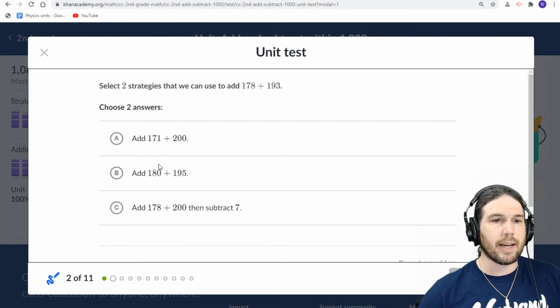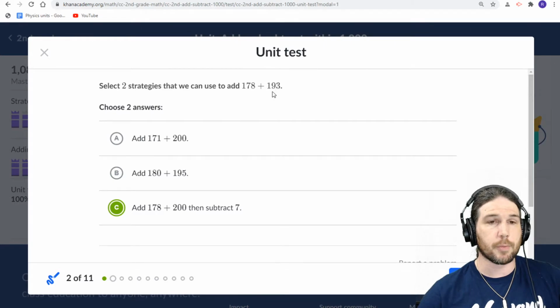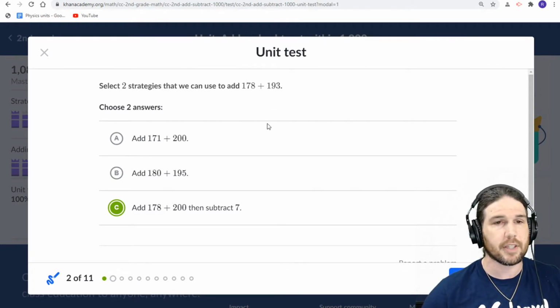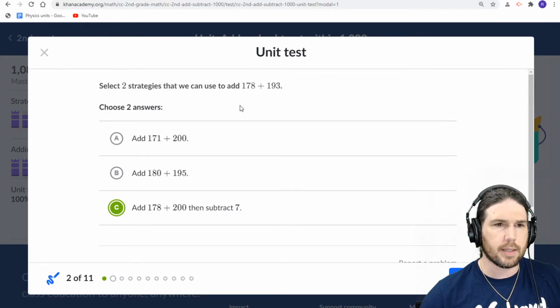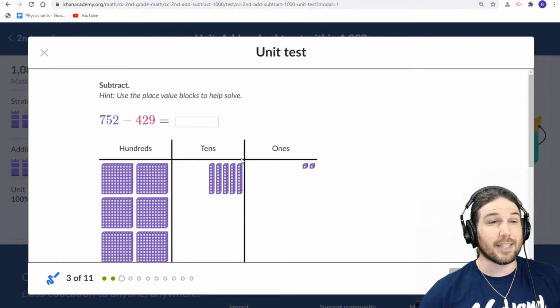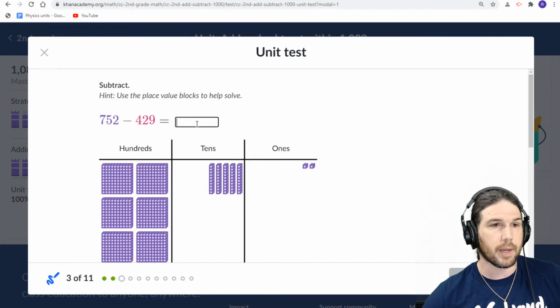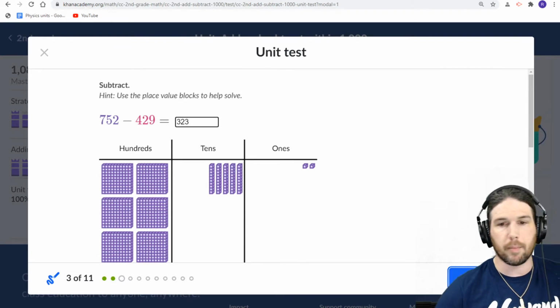Well, 180 and 195 doesn't work, but we could definitely do 178 plus 200 and then subtract 7, because 200 minus 7 is 193. Now, does this one work? I think it does. It does. So A and C. 752 minus 429. Let's see. 52 minus 30 is 22, so 23. We get 323. I hope I'm right.